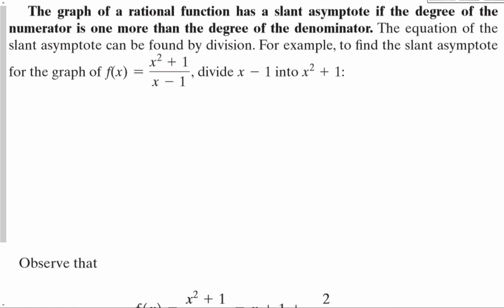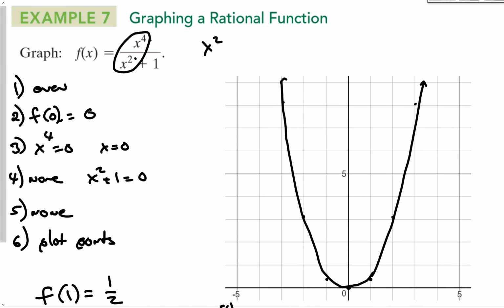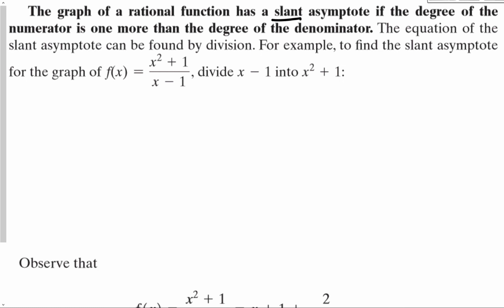So the graph of a rational function has a slant asymptote, a linear asymptote, right? That's what this means. A linear asymptote if the degree of the numerator is 1 more than the degree of the denominator. We saw in this one that the degree is 2 bigger, so it had a different type of asymptote, a parabola. If it was 3 bigger, it would be a cubic. 4 bigger, it would be a quartic, okay? So we're going to focus, however, on just 1 bigger, okay?